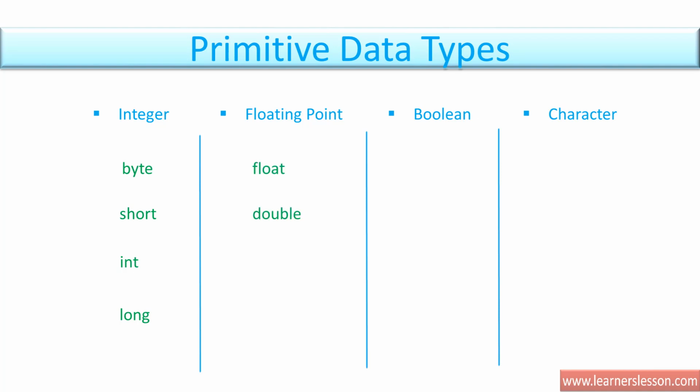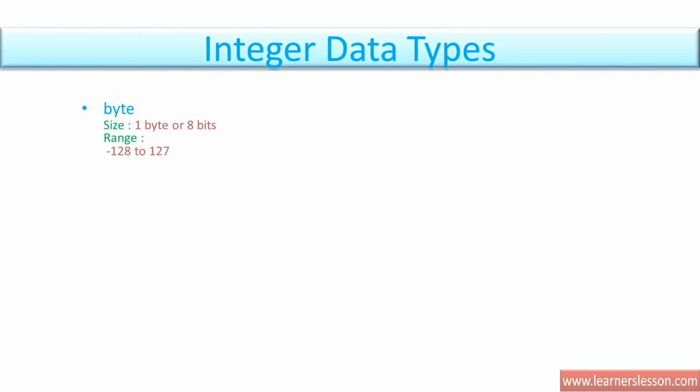For floating point, there are two subcategories, float and double. Float is going to store a medium-sized decimal value and double is going to store a large-sized decimal value. Similarly, Boolean is just going to store either a true or a false, and char is going to store a letter. So let us see the integer data types in detail.